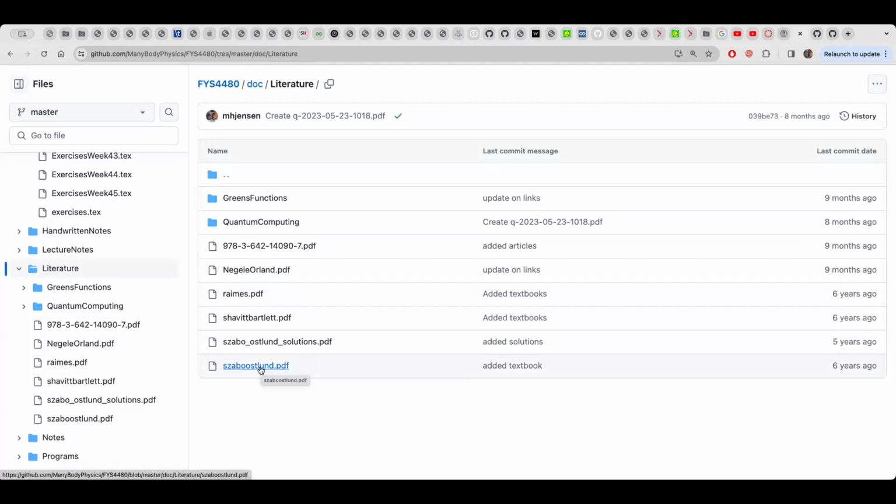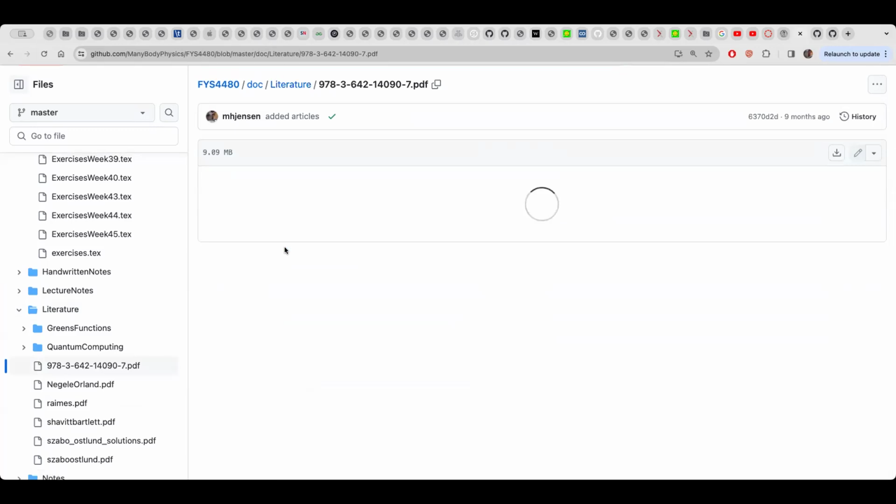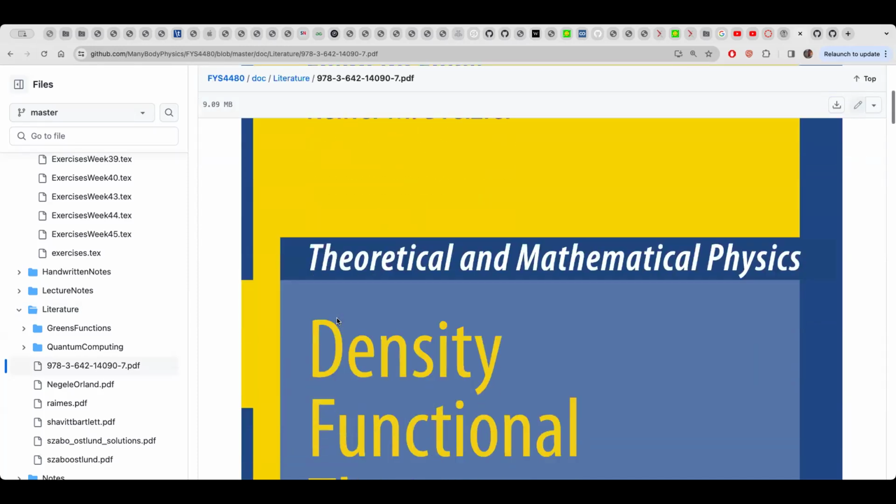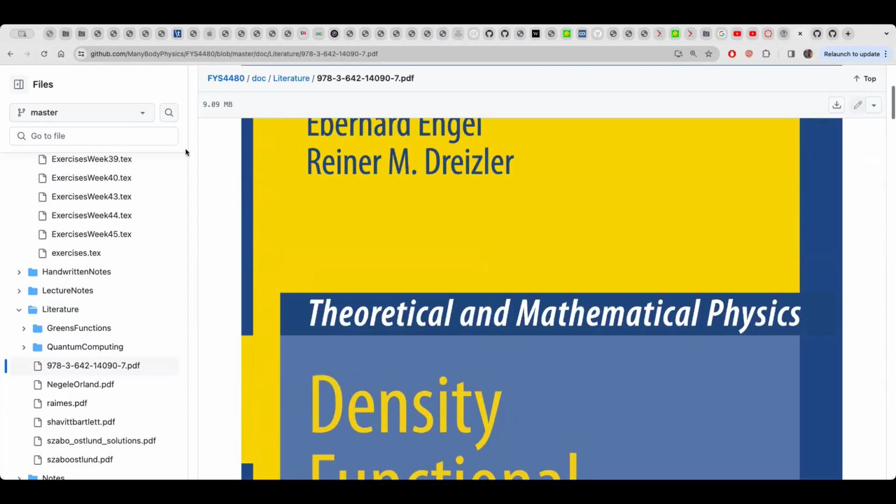So chapters 1 and 2 give you the introductory material, which I will also present in the lectures. And then there is a book by Shavitt and Bartlett, which brings in more second quantization and different many-body methods. And then there are other textbooks which you can look up as references. There are many textbooks by Springer. This is actually a Springer text, and many of these texts can be downloaded for free, as many of you know. So this is a book on theoretical mathematical physics and density functional theory. And some of you may be interested in that as well.